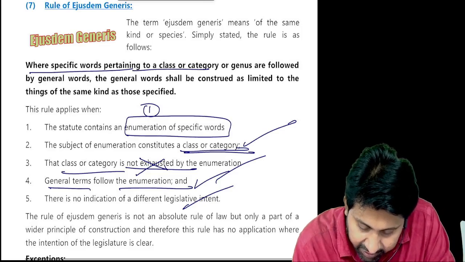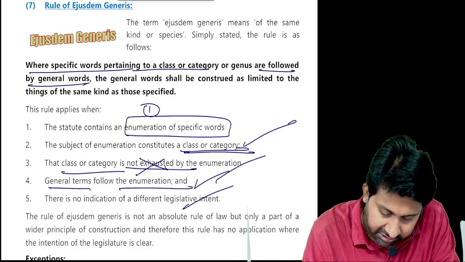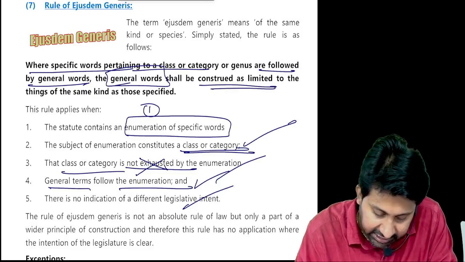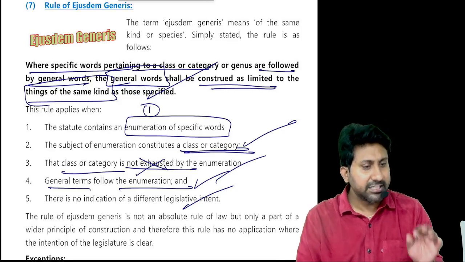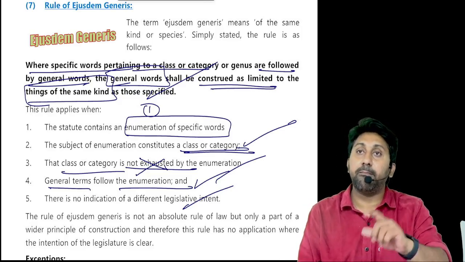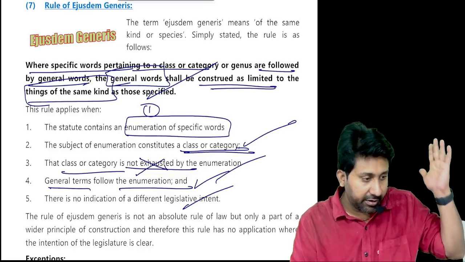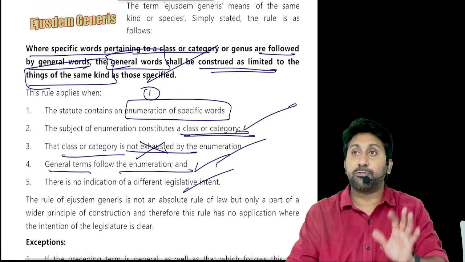Where specific words pertaining to the class or category are followed by general words, general words shall be construed as limited to the things of the same kind as those specified. Simply, the general word should be given a meaning of the previous specific word. Clear? Exceptions are there.